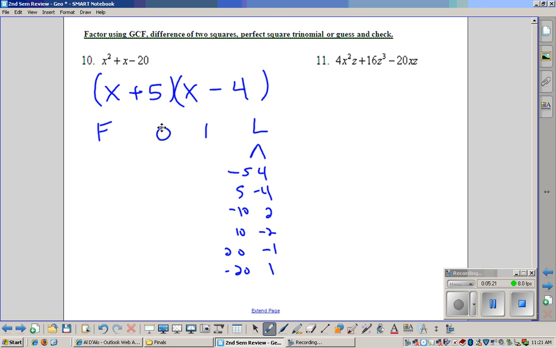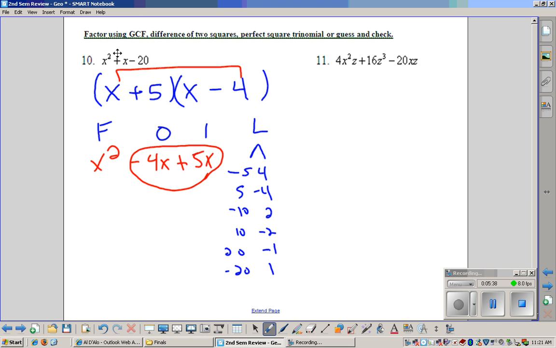Okay? If you FOIL those out, you do first times first, x squared. The outside, negative 4x. And the inside's positive 5x. And when you combine these two, you get positive x, like you're supposed to right there. So this is the answer, x plus 5 and x minus 4. Now on to the next one.